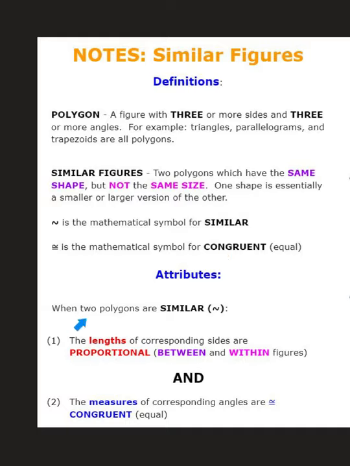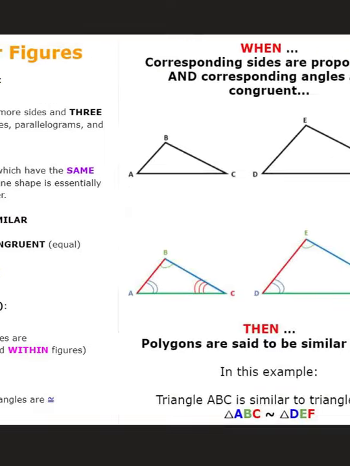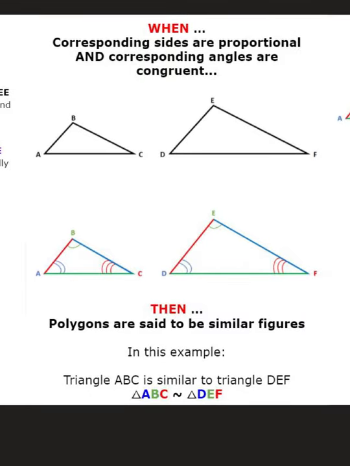Some attributes. When two polygons are similar, the lengths of corresponding sides are proportional, and the measures of corresponding angles are congruent. They're equal to each other. So let's see. On this side right here, it just shows you examples of what similar figures would look like. Bigger, smaller than each other.